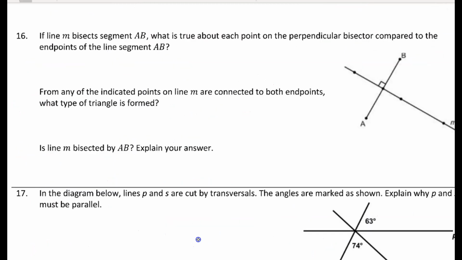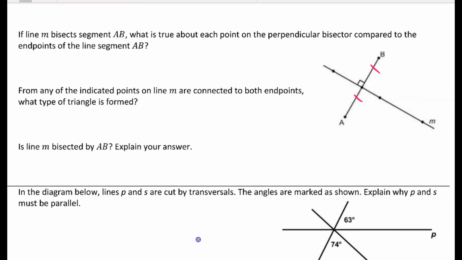Number 16. If line M bisects segment AB, so that means that guy is the same as that guy, what is true about each point on the perpendicular bisector compared to the endpoints of line segment AB? So let's say if I take this point right here and connect it to B and connect it to A. Well, the relationship here is that they're actually equidistant from A and from B. So they're the same distance apart from both those.